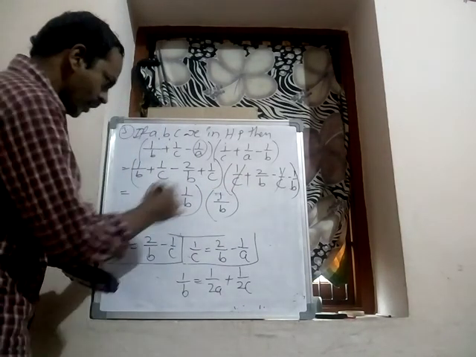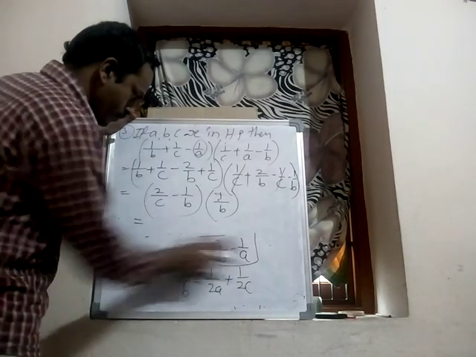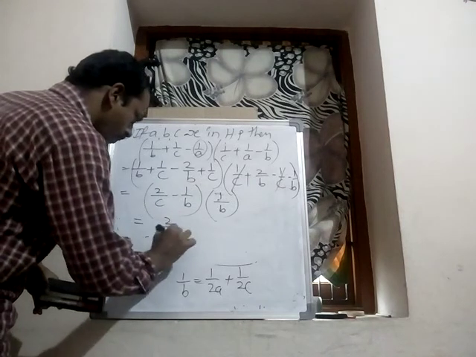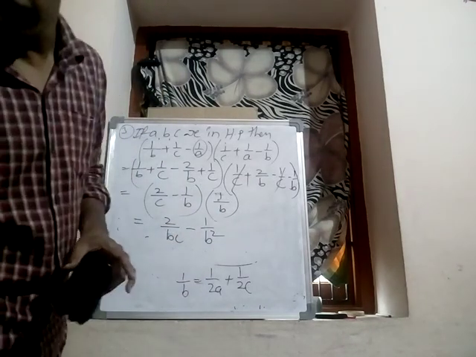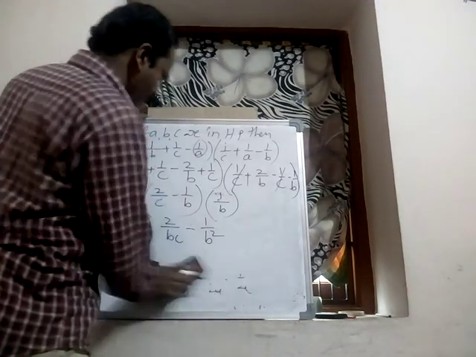Okay. Now multiply. So 2/bc - 1/b². 2/bc - 1/b². Okay, yes, correct. The first one is correct. Okay, now check the next one.